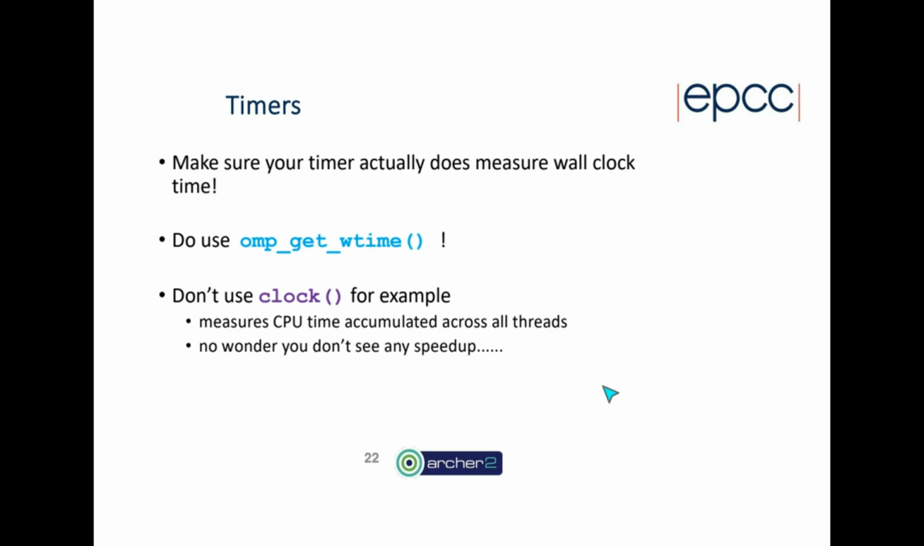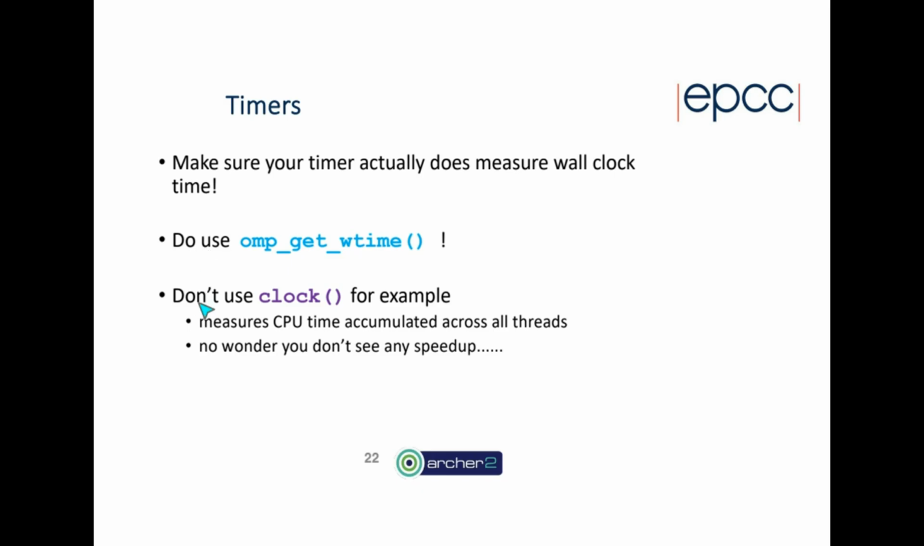Okay, and last but not least, timers. If you're going to use a timer to measure the performance of OpenMP code, make sure that your timer does actually measure wall clock time. I encourage you, omp_get_wtime is a good one. So might as well use it.